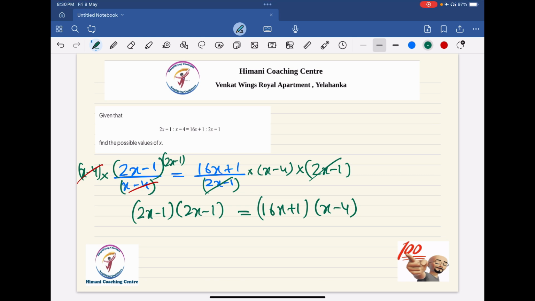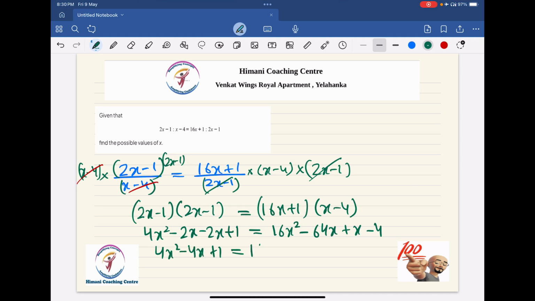Now 2x into 2x is going to be 4x square. 2x into minus 1 is going to be minus 2x. Minus 1 into 2x is minus 2x. Minus 1 into minus 1 is a plus 1. Okay. Now 16x into x is 16x square. 16x times minus 4 is minus of 64x. 1 times x is 1x and 1 times minus 4 is minus 4. So we have 4x square minus 4x plus 1, which is equal to 16x square minus of 63x minus 4.